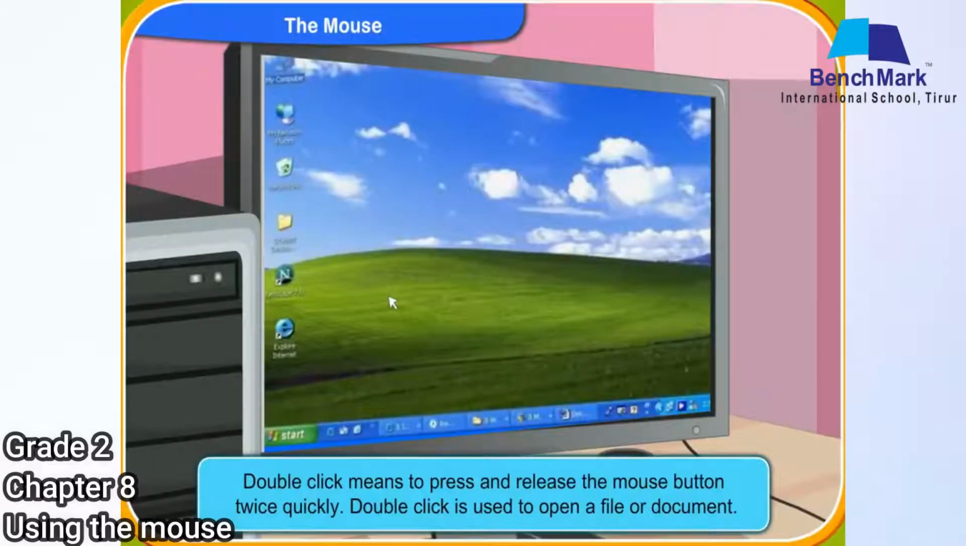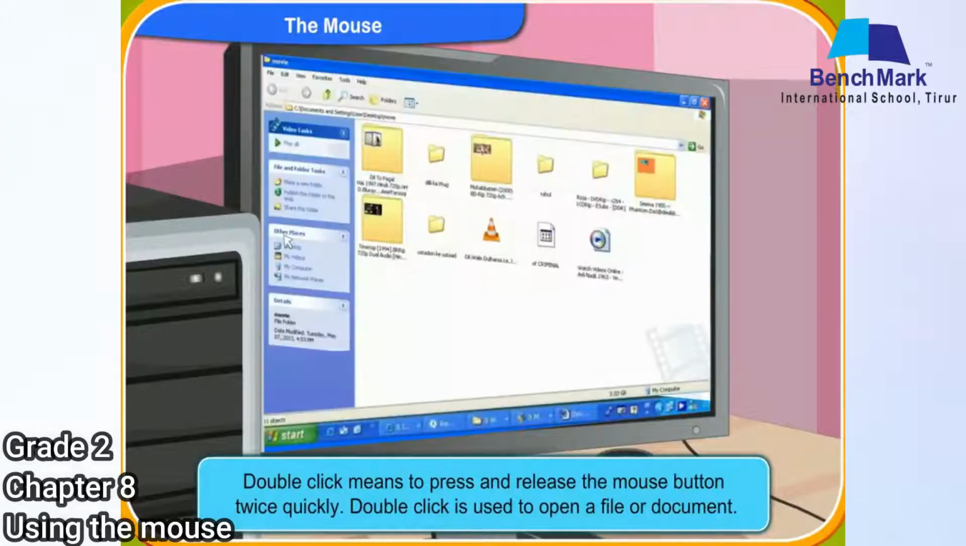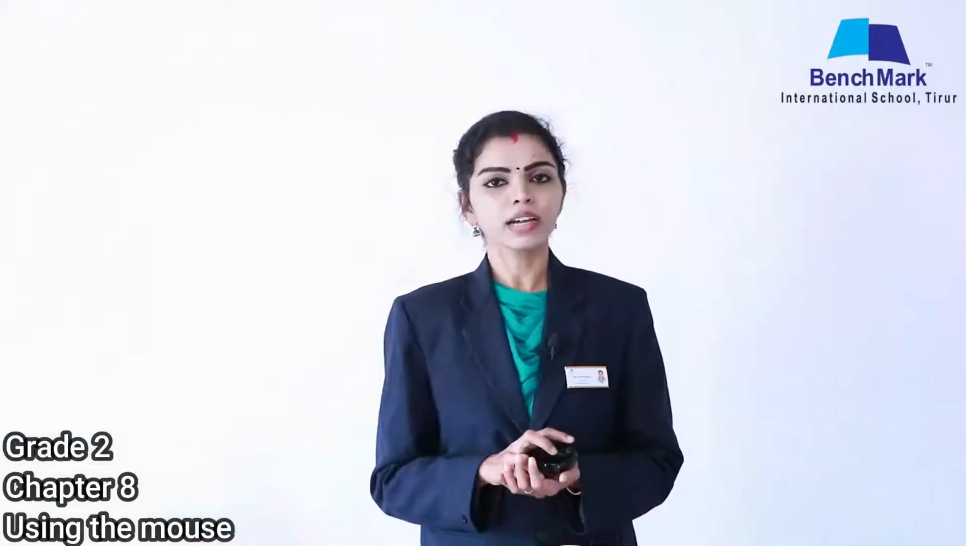Okay, so if you want to select something, then we place the cursor at that position and we do a single click. If you want to do some operation at that time, we place the cursor at that position and we use a double click. Okay, so this is the difference between single click and double click.